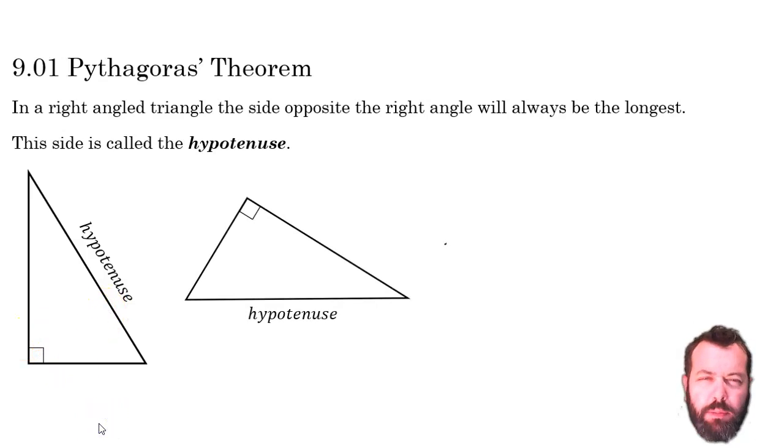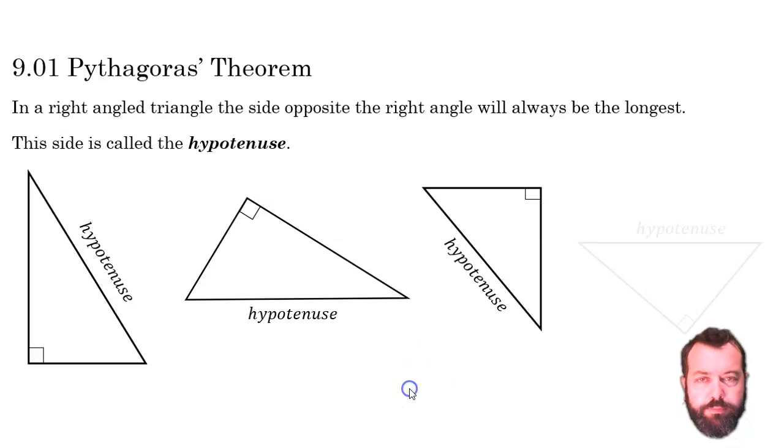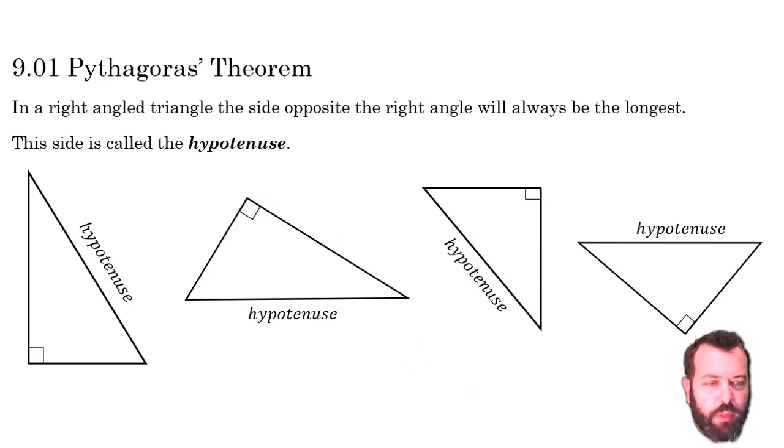Here's another one. Some people like to think hypotenuse means the diagonal, but that can be a little bit problematic. So here we see the hypotenuse is this side here. It's certainly the longest one. It's opposite the right angle. Again, here's the right angle. Opposite the right angle is the hypotenuse. One more. There's the right angle. That's the hypotenuse. Okay, so we need to identify the hypotenuse when we're dealing with Pythagoras' theorem. It's important.